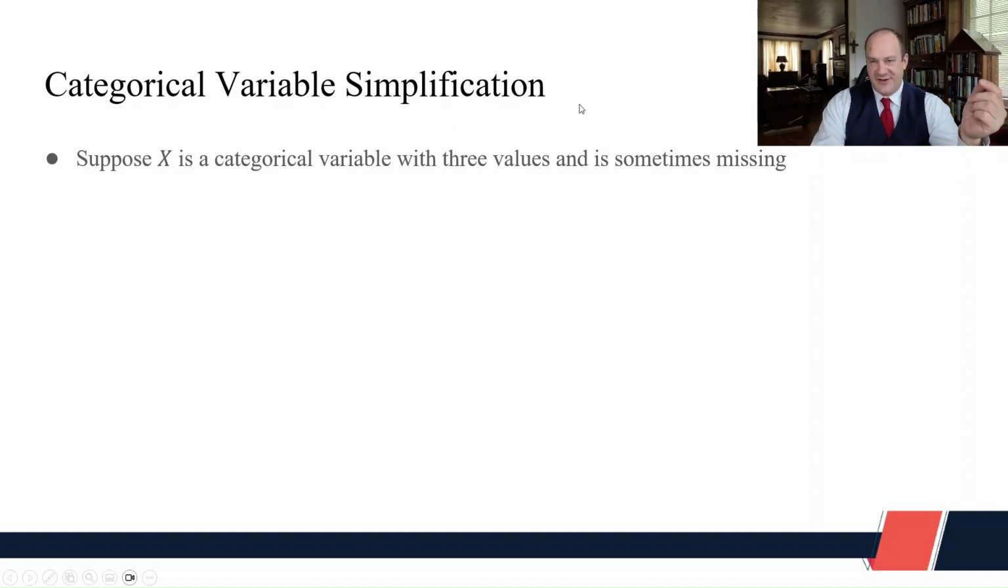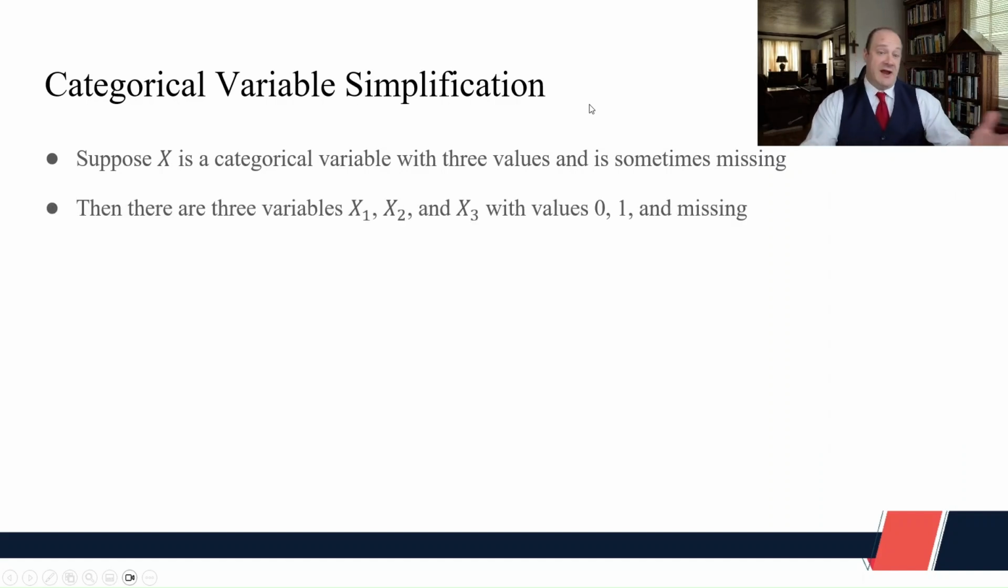So suppose that x is a categorical variable with 3 values and is sometimes missing. If x is a categorical variable with 3 values, what does that mean? Well, what that means is there's actually 3 binary variables, but because the original variable x is sometimes missing, that means that sometimes we don't know what the values of x1, x2, and x3 are, where x1 is the binary variable corresponding to the first value of x, x2 is the binary variable corresponding to the second value, and x3 is the binary variable corresponding to the third value.